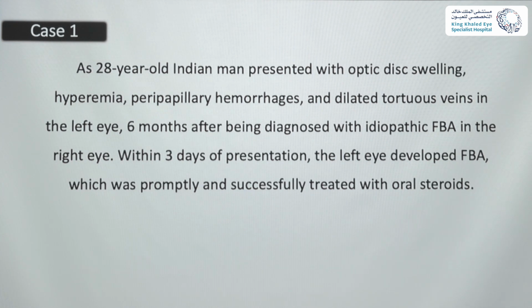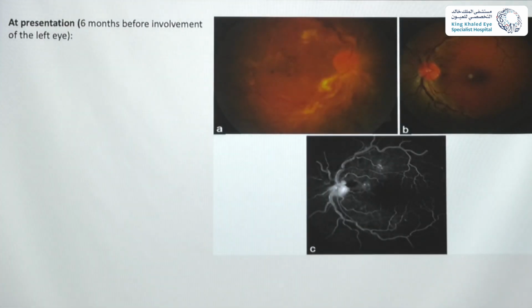And here we have a 28-year-old Indian man who presented with optic disc swelling, hyperemia, peripapillary hemorrhages, and dilated tortuous veins in the left eye, 6 months after being diagnosed with idiopathic frosted branch angiitis in the right eye. Within 3 days of presentation, the left eye developed frosted branch angiitis, which was promptly treated with oral steroid. This is at the presentation. I want you to concentrate on the left eye.